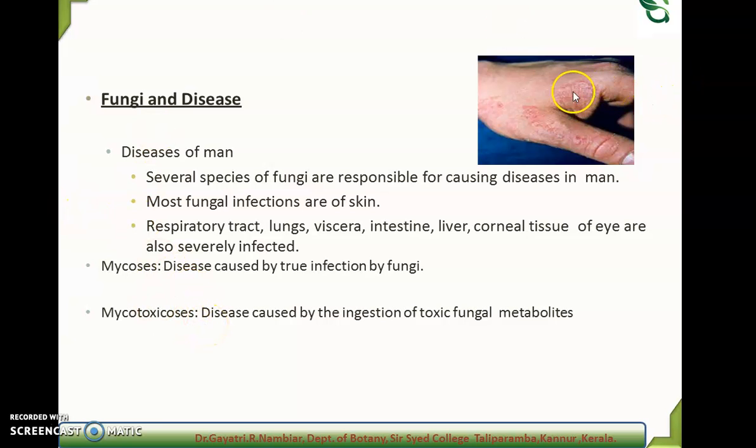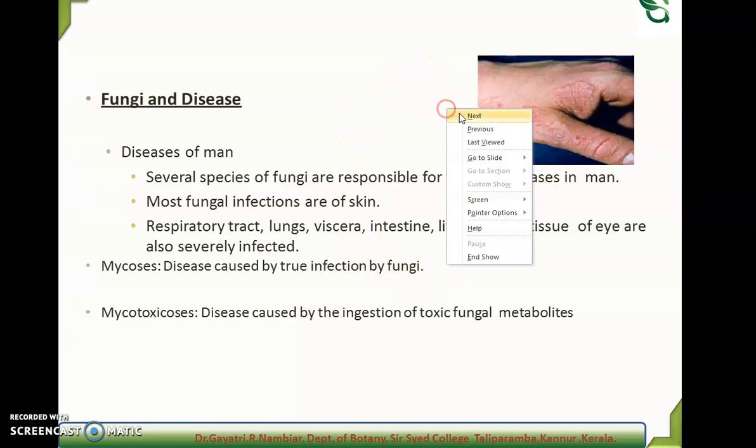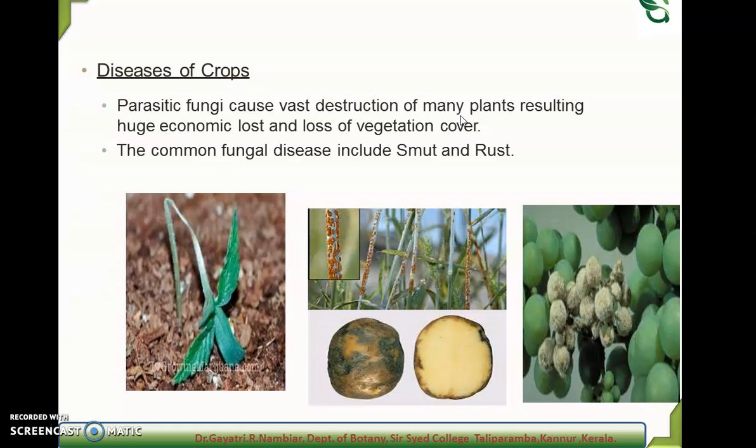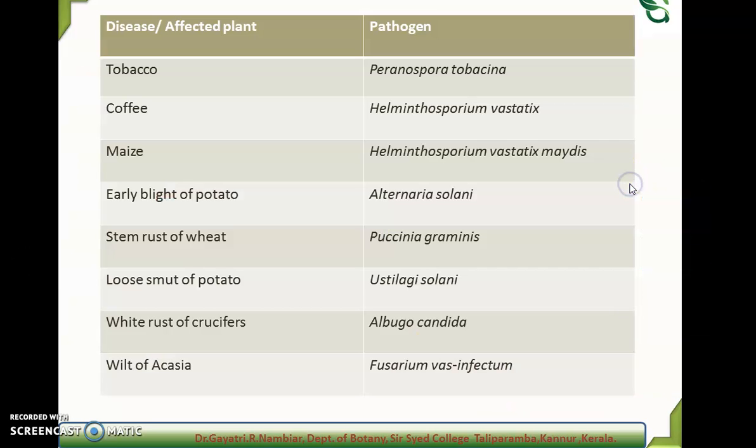There are so many human diseases caused by fungi. Besides this, there are many diseases in plants also, like smut diseases and rust diseases, caused by fungi. They are mainly parasitic fungi, and they cause huge economic loss in vegetation cover. So it will seriously affect the economy of the nation.